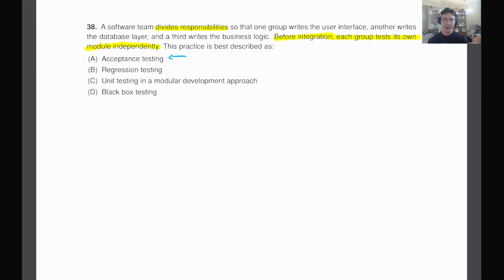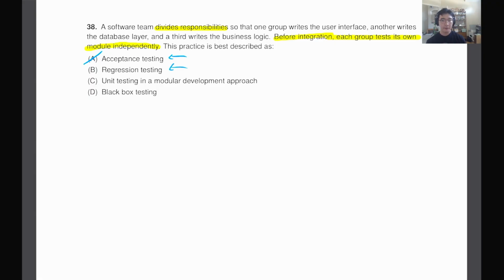That's not quite what the scenario is describing though, right? It's describing each group testing its own module independently. It's not really saying, hey, we want to make sure the end users will accept our software, they will accept the changes. So it's not acceptance testing.